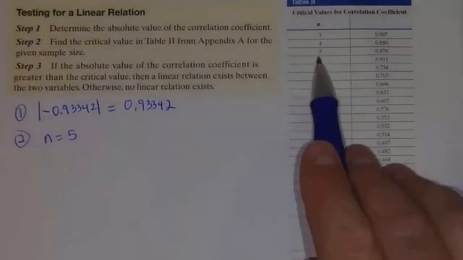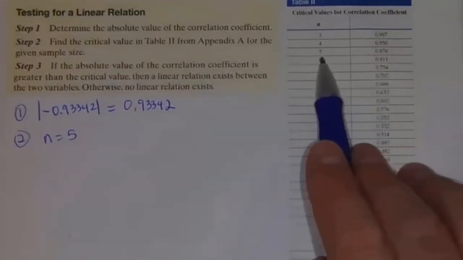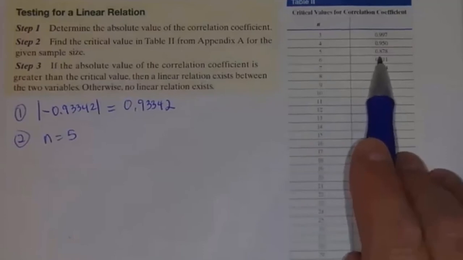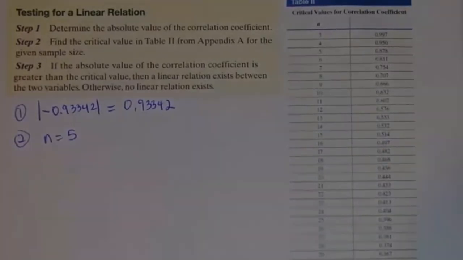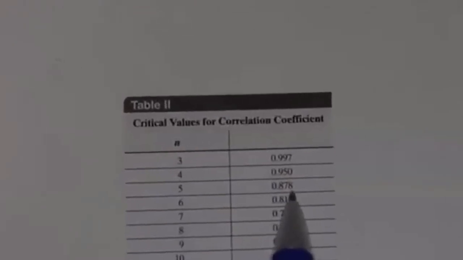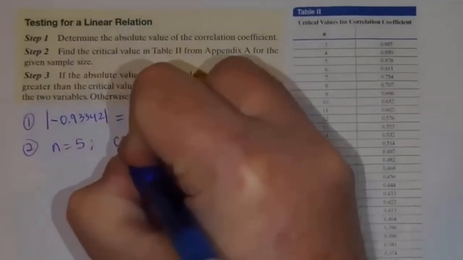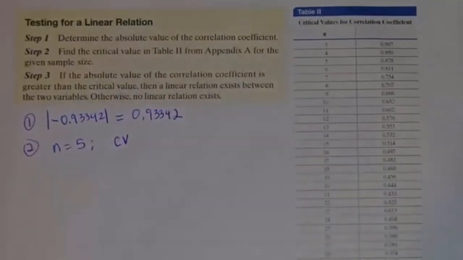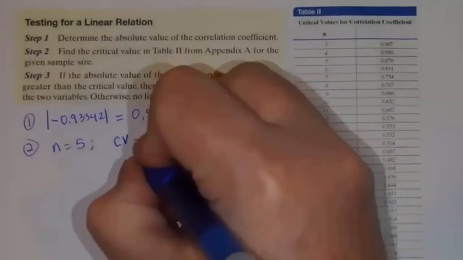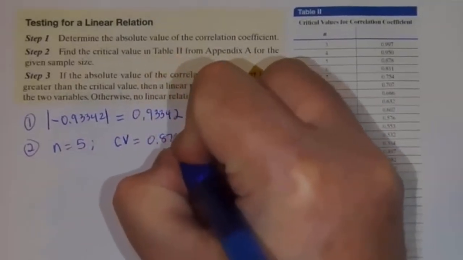So if I come over here, the critical value, if the sample size is 5, is 0.878. Again, I'll pull in the bigger table so you can see that maybe a little more clearly. 0.878 is the critical value. So for n equals 5, the critical value, which I'm going to abbreviate CV, is 0.878.